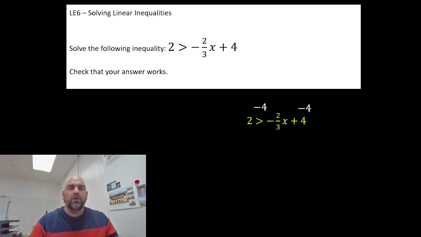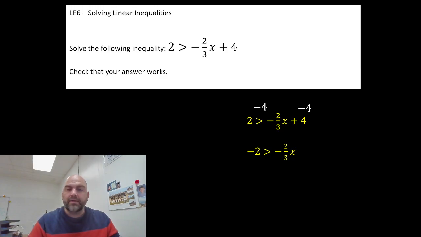Now we're subtracting 4, so that doesn't change our inequality. Subtracting and adding does not matter. It's only about multiplying, dividing, and negative. So when we do this, our inequality stays exactly the same. And we get negative 2 on the left side and negative 2/3 x on the right-hand side.